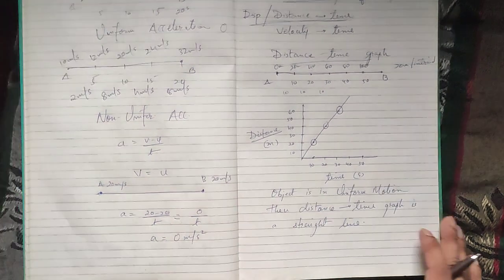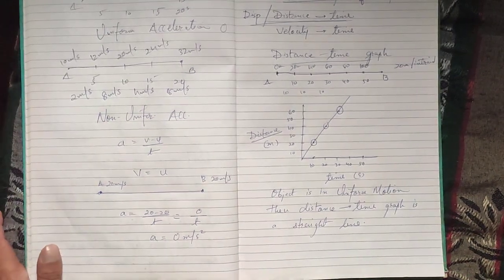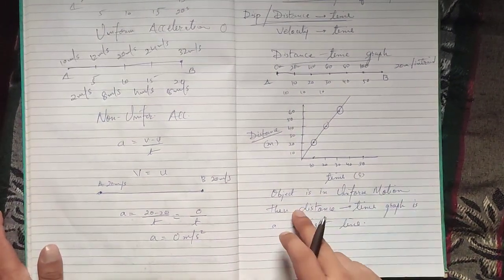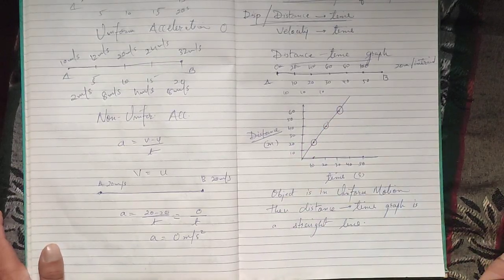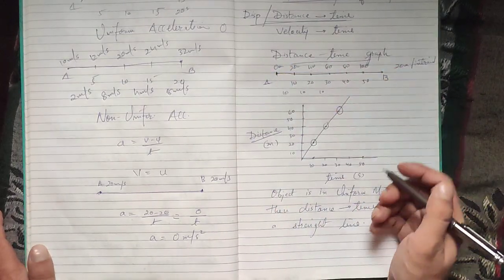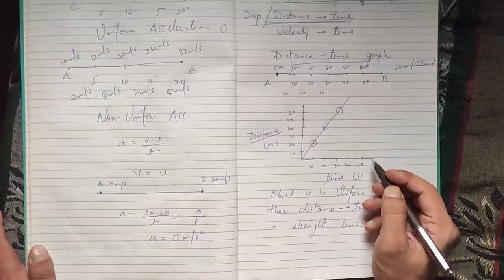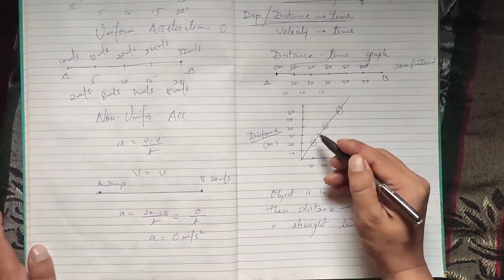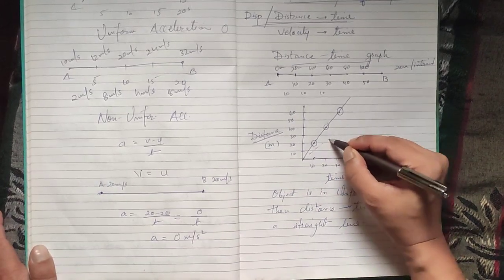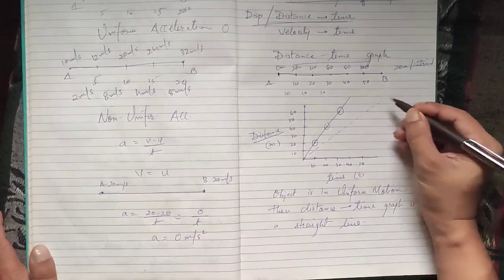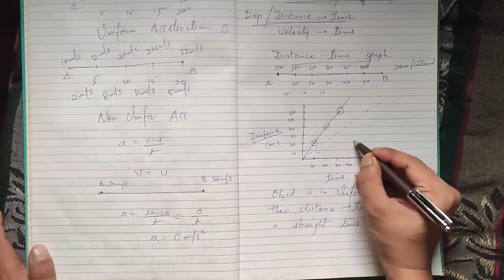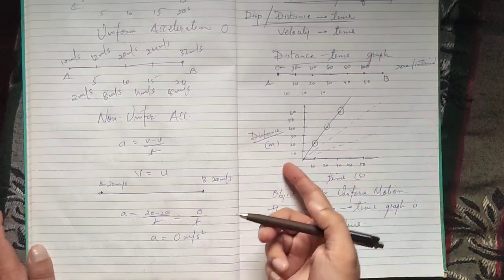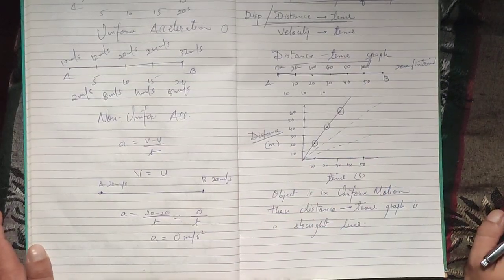Remember this statement: if the object is in uniform motion, then its distance time graph is a straight line like this. Now for different cases or different scenarios, it will be a different line, but if it is in uniform motion, it is always going to be a straight line. It doesn't matter. A graph can be like this as well, and still it is uniform motion. It can be like this, and still it is uniform motion. As long as it is a straight line, it is in uniform motion.